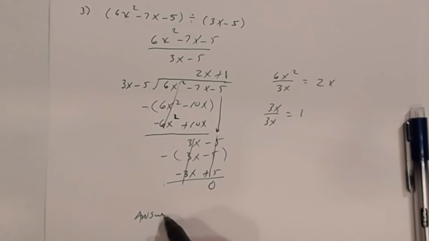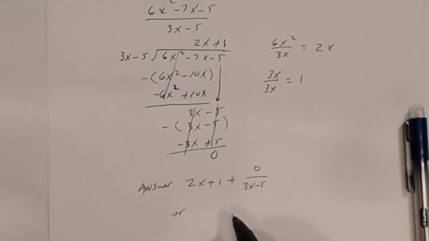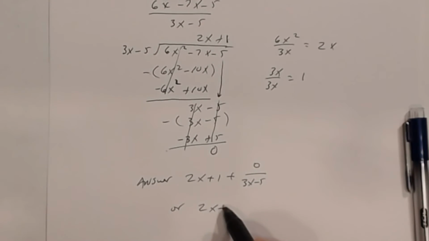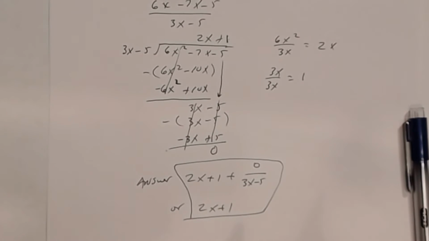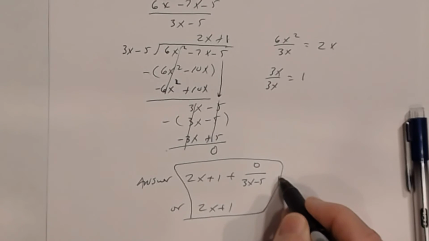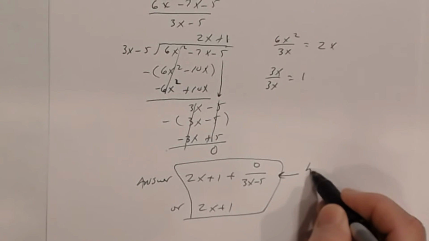Now here's how you can write this: 2x plus 1 plus the remainder divided by the divisor. But I want you to notice that 0 divided by the divisor is 0. So you can just say, well, that's just going to be 2x plus 1, which is the quotient. Since the remainder is 0, I can just say 2x plus 1. But it did say, write the answer as a quotient plus the remainder divided by the divisor. So based on the directions, this would be what you would write.